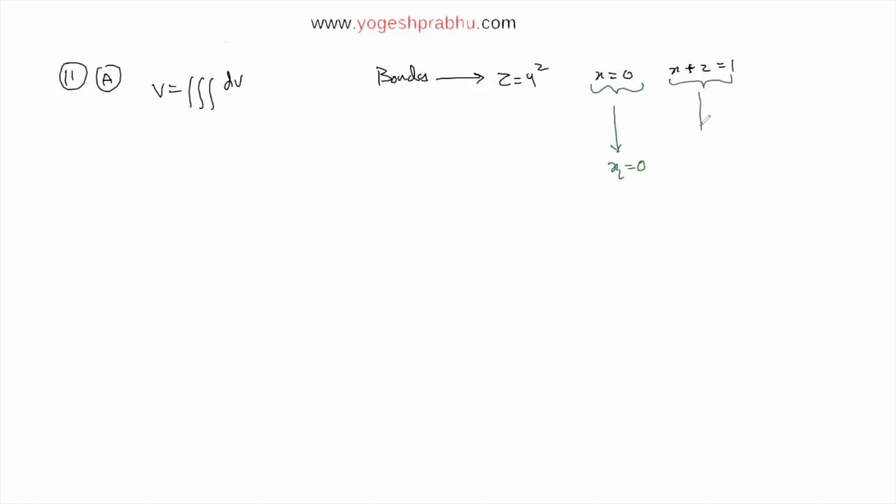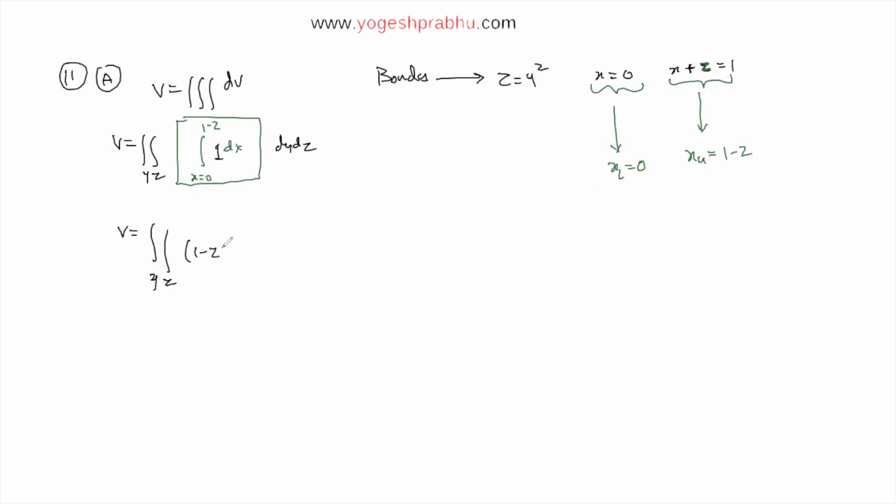What do you get? X upper is 1 minus Z. So this will be the integration of X from 0 to 1 minus Z dx. You will solve this first. Y and Z are still remaining, so dy dz is remaining. What is the integration of 1? X, that is 1 minus Z. Do you understand?